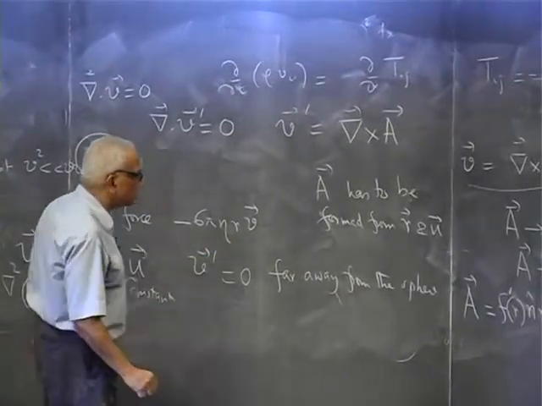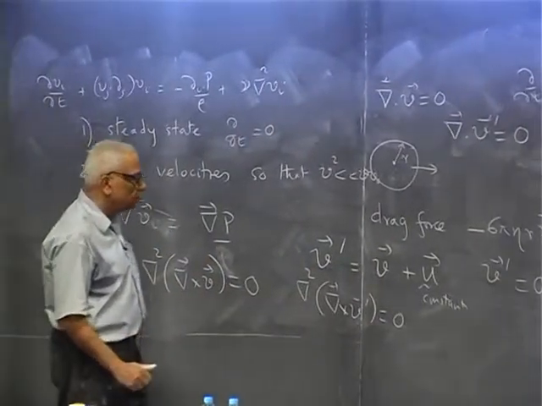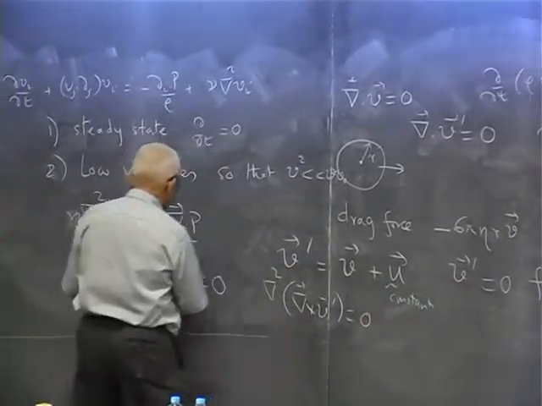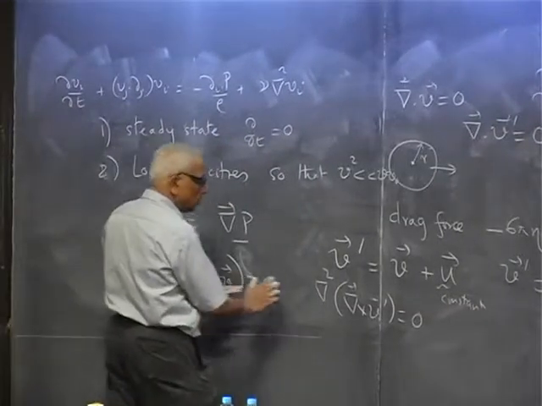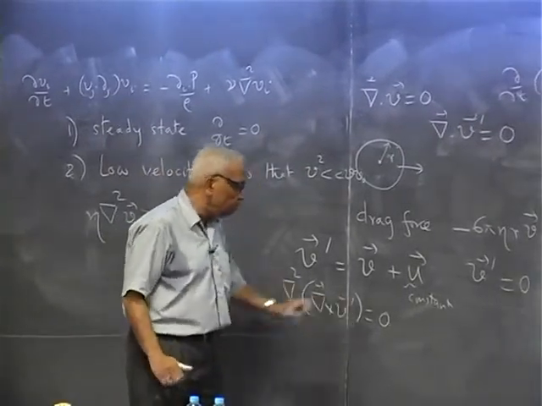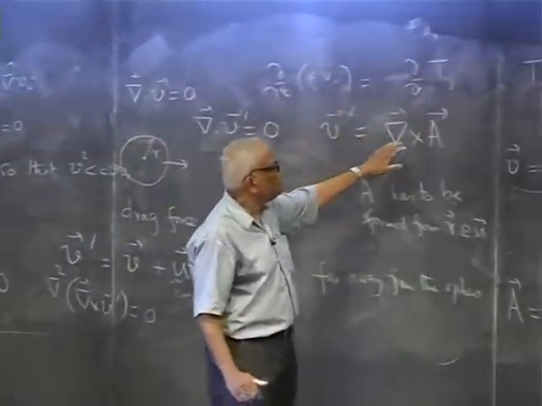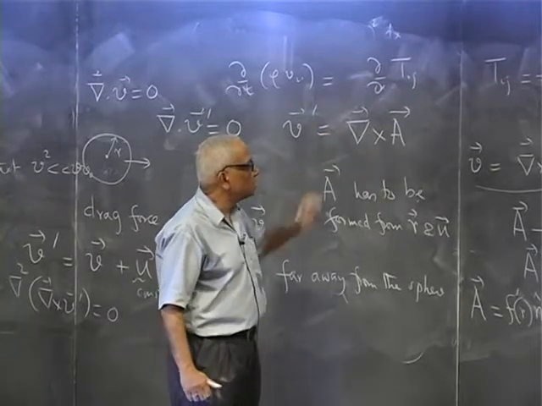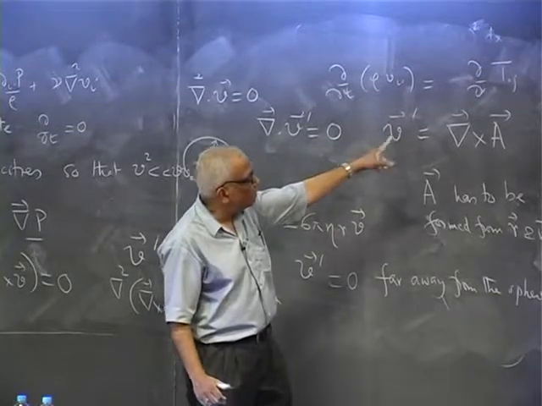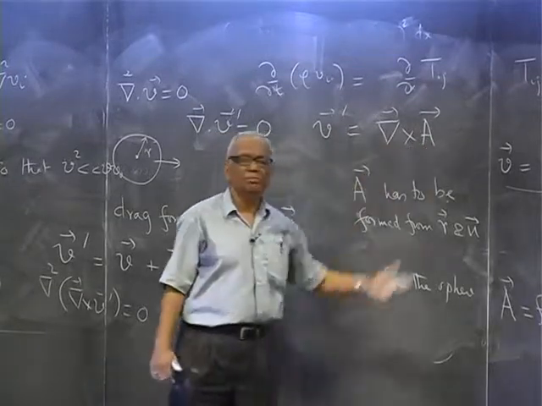V prime has its divergence equal to 0, just because the U is a constant vector. Also, the equation which V satisfies is also satisfied by this V prime over here. So I have del square curl of V prime equal to 0. And V prime, because it's divergence free, can be written as curl of A. So V prime written as curl of A now has the feature that it has to be a polar vector, and therefore A has to be an axial vector.